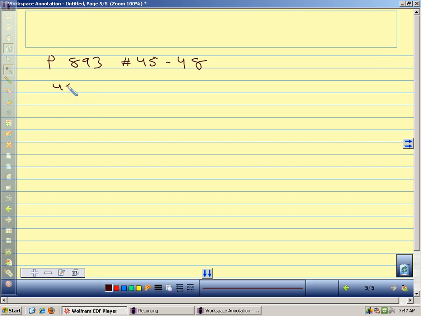So number 45, I'll put it up here. f of x y equals e to the 1 minus x squared minus y squared. So which one is that going to match with? C. So this matches with C.